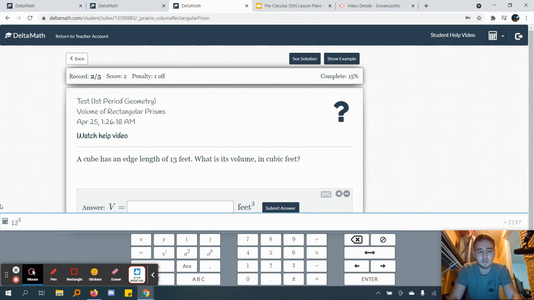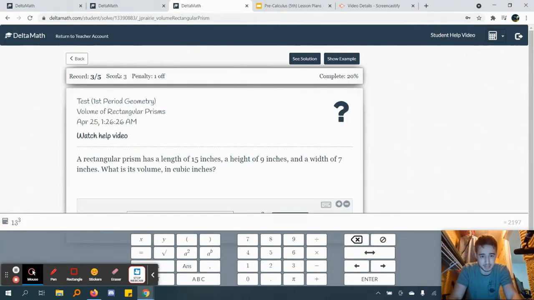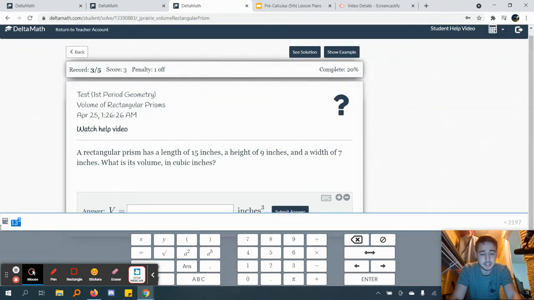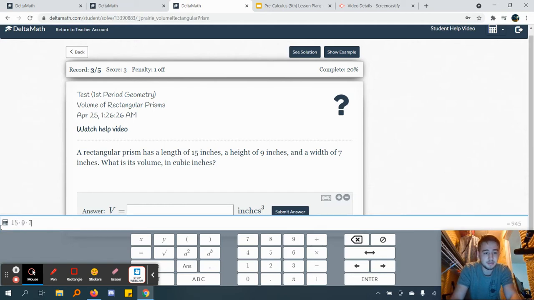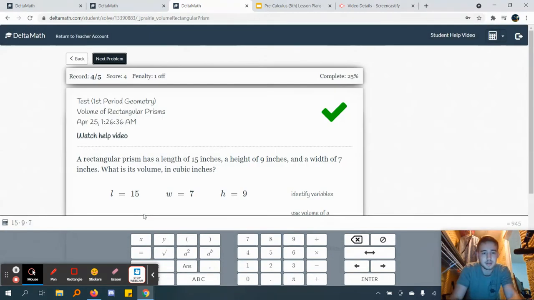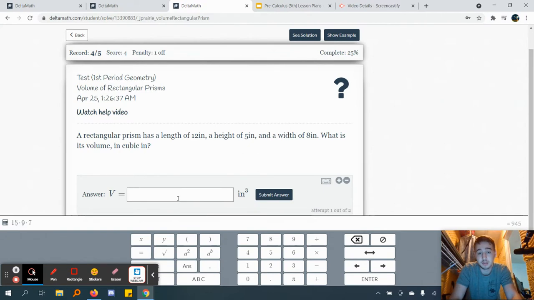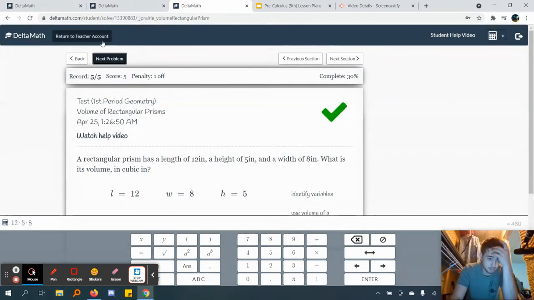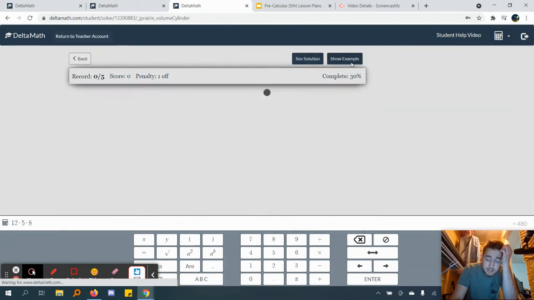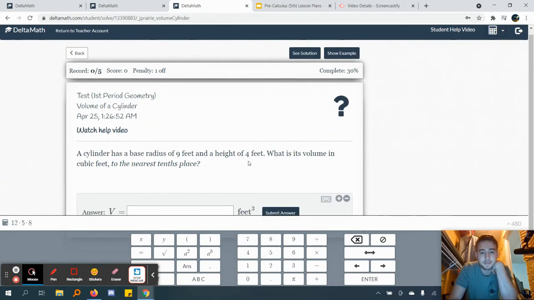Again, when you see cube, you can just raise your number to the third power, which is the same as multiplying it by itself 3 times. So 15 times 9 and 7. Boom, these are actually just kind of pre-cake here. 945. Nailed it. We're going to do the same thing. You're going to get 480. Got it. We're just going to move on to the next section. We're already that much of the way done.